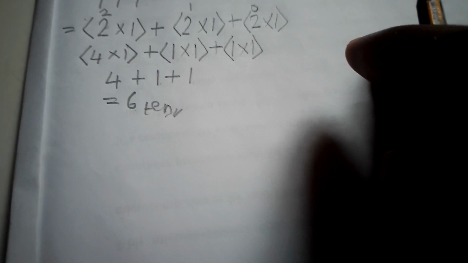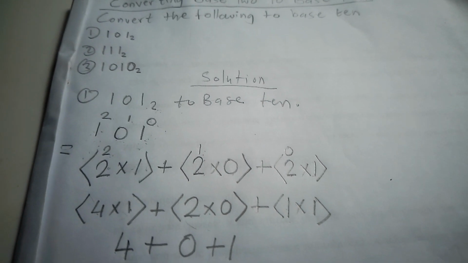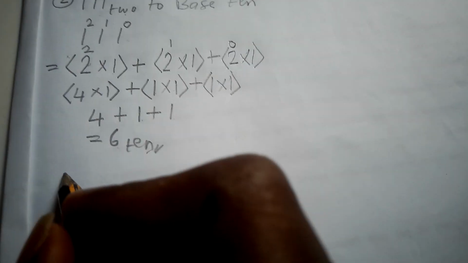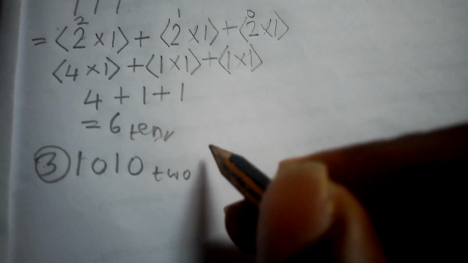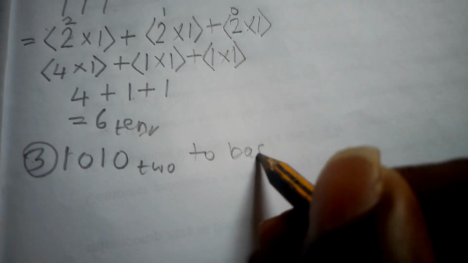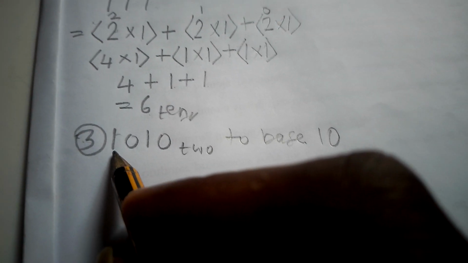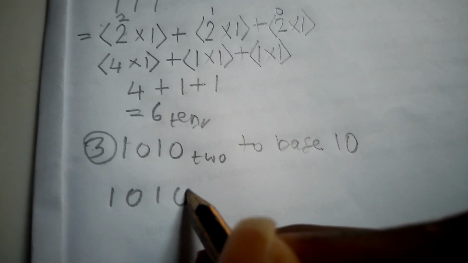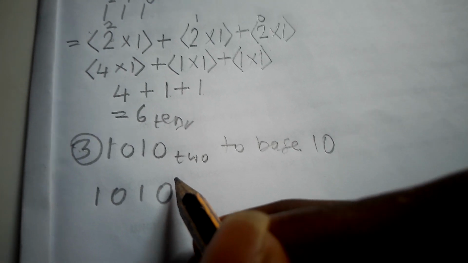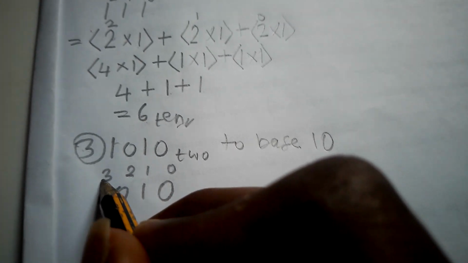Okay, let's move on to the third example. I believe you are following up. So the third example says 1010 base 2. Okay. So number 3, I have 1010 base 2 to base 10. Okay, so remember again, you start by writing out the digits of the base 2 number, which is 1010. Then you count the power starting from 0. So 0, 1, 2, and 3.